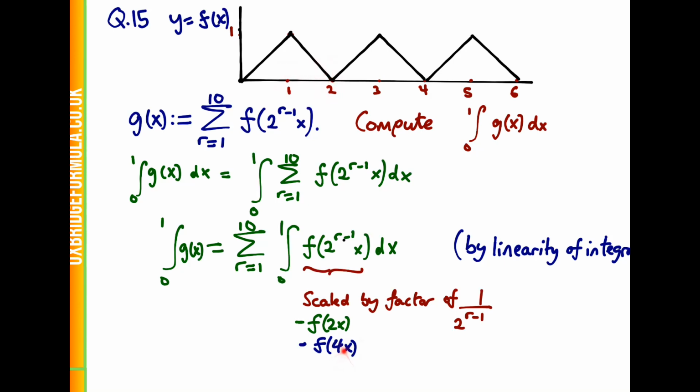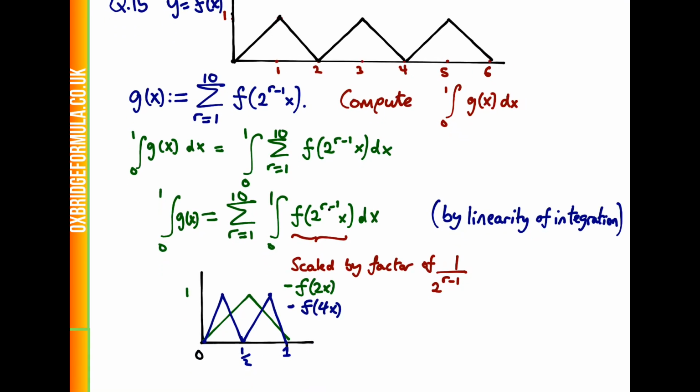Similarly, f of 4x at x equals 1 is this point. So this point here is also sent to 1. So anything to the left of this point is going to be shrunk into this interval of 0, 1. So we're going to get a graph that looks something like this. For f of 2x, this triangle here is now squeezed into the region 0, 1. Similarly for f of 4x.